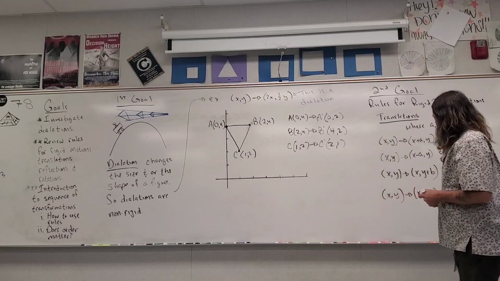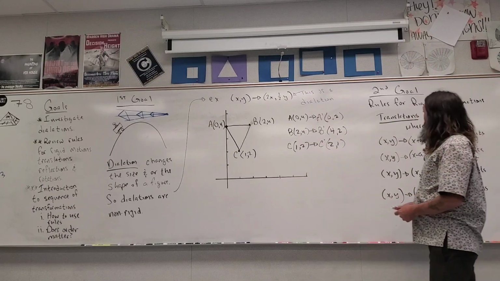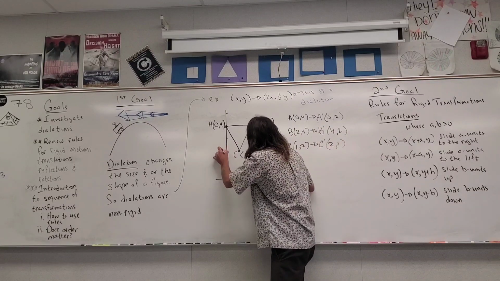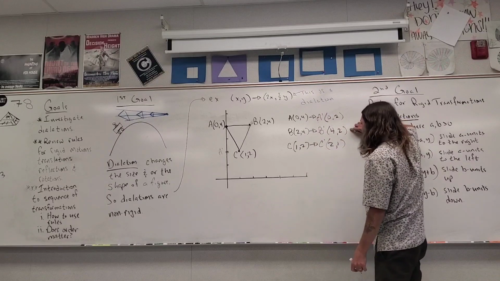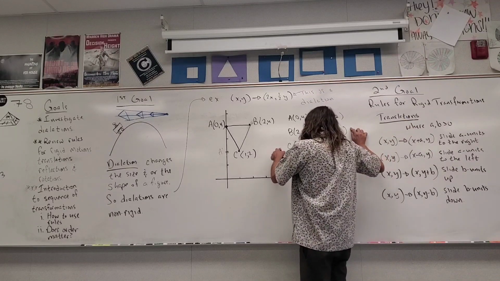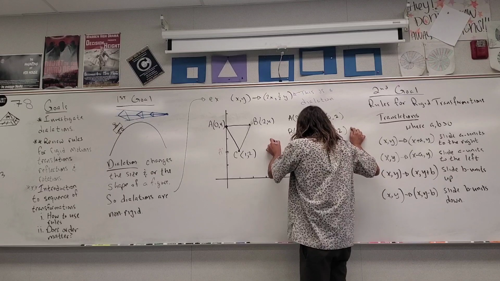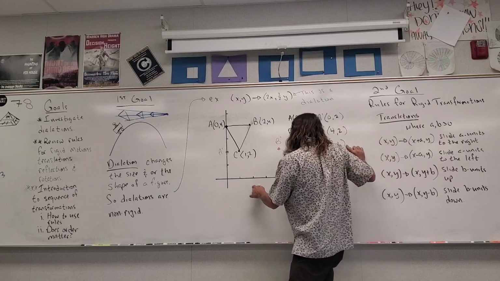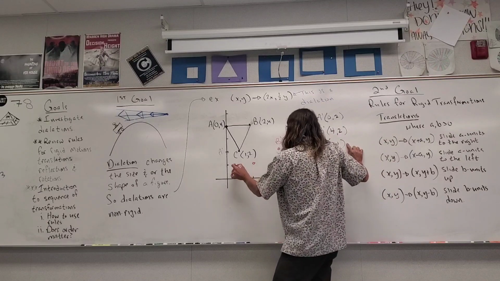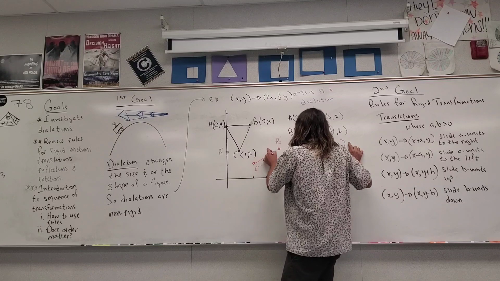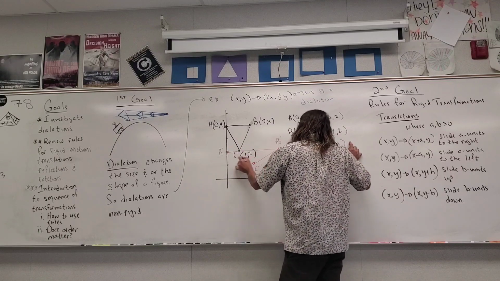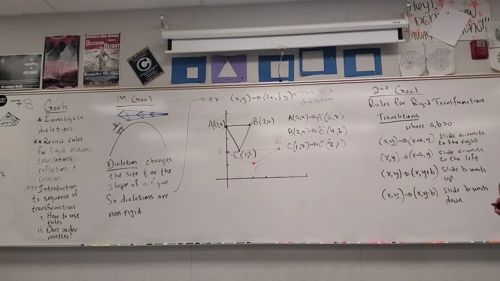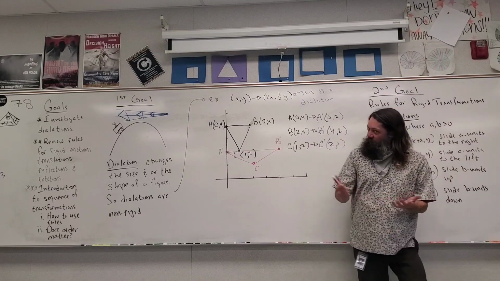So let me plot these points and draw our new shape. (0, 2) for A prime, (4, 2) for B prime, and (2, 1) for C prime. So that's A prime, B prime, and here's my C prime. So you can see that the size changed and the shape changed.